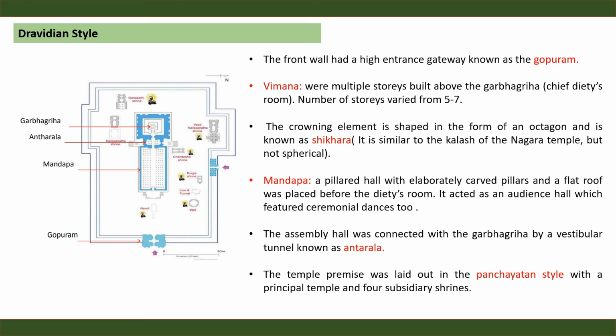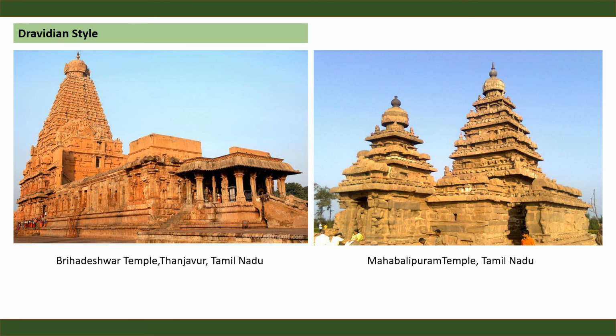The temple premise was laid out in Panchayatana style with a principal temple and 4 subsidiary shrines. These are the general examples of Dravidian style of Indian temple architecture, that is Brihadeshwara temple at Tanjavur in Tamil Nadu, Mahabalipuram temple in Tamil Nadu.